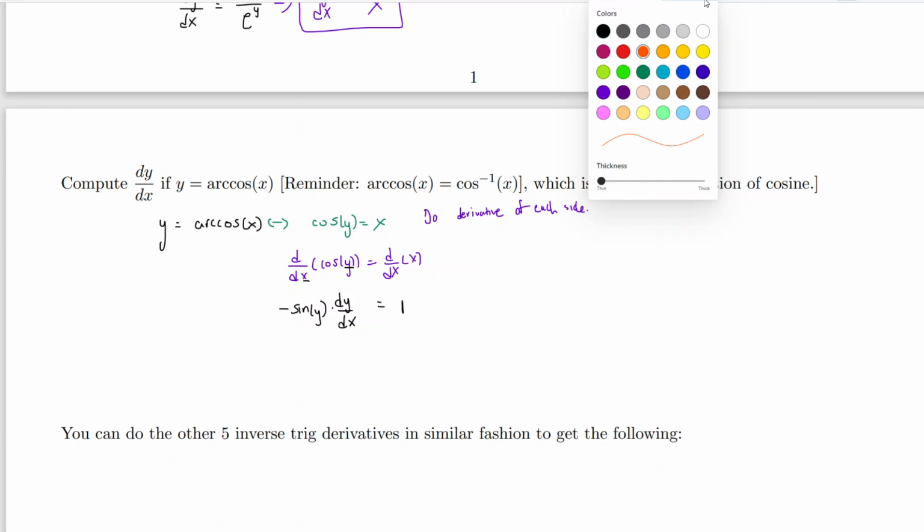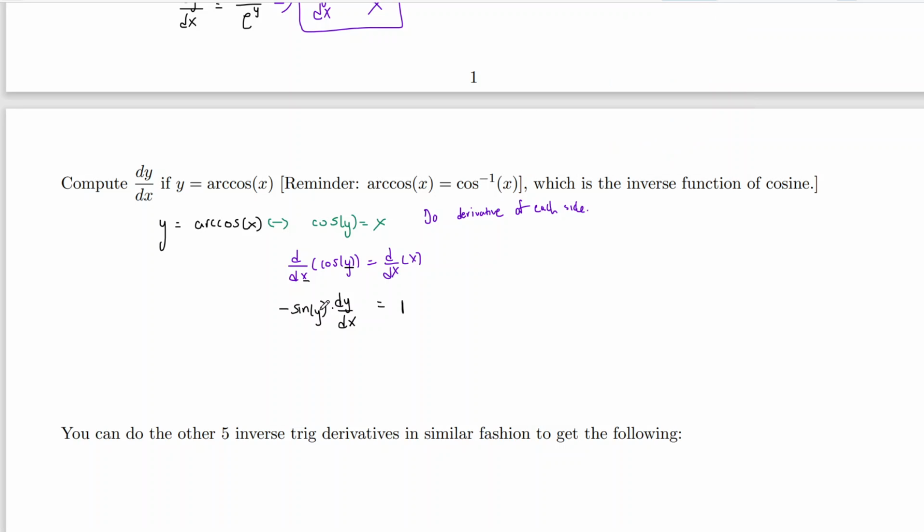All right, now just like last time, you can solve for dy over dx, and you want to anyway, because that's what we want. We divide each side by negative sine of y. And when you do that, we have dy over dx equals 1 over sine of y. For the negative sign, you can put it anywhere. I just like to put negatives either on the top or in the front. I don't like them on the bottom.